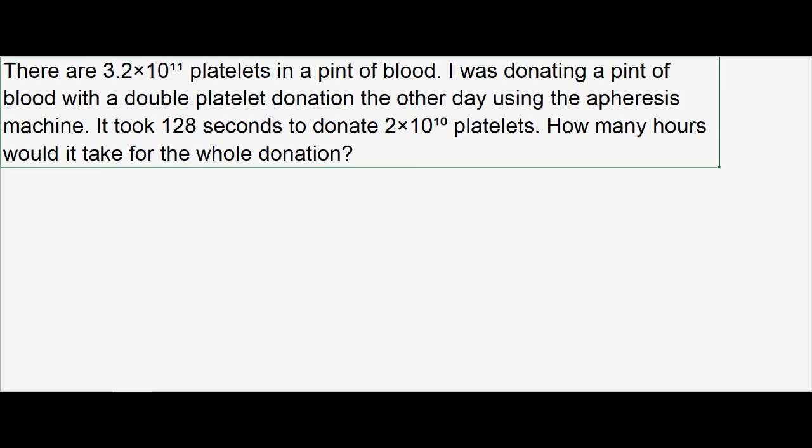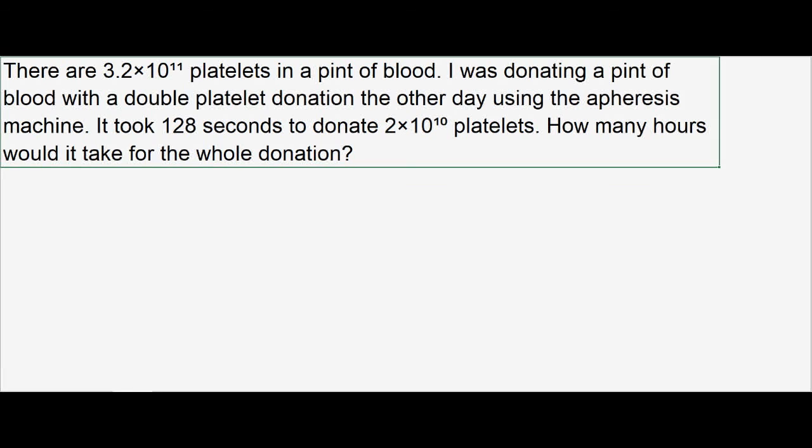So, watching as I went along, in order to increase the amount that I donated by 2 times 10 to the 10th platelets, it took 128 seconds. So the question is, how many hours would it take for the whole donation? So what I need is the number of platelets, the number of hours per platelet. And I'm given the time in seconds.